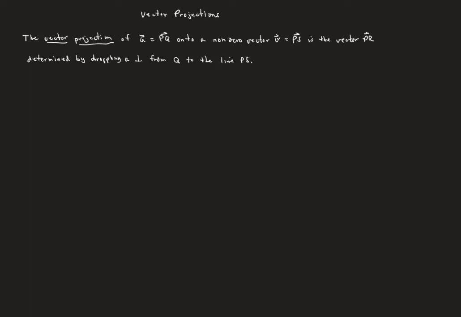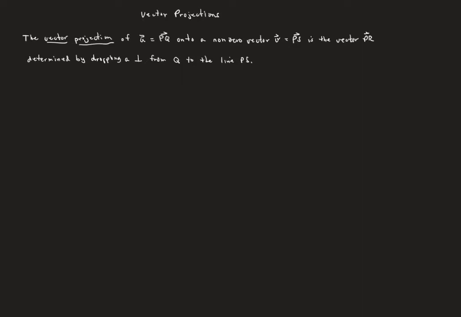We're going to talk about one of the more challenging things that we do in this part of the course on vectors: vector projections. The vector projection of u, otherwise known as vector PQ, onto a non-zero vector v, which we're also going to call PS, is the vector PR that I'm going to show you in a moment, determined by dropping a perpendicular from Q to the line PS.